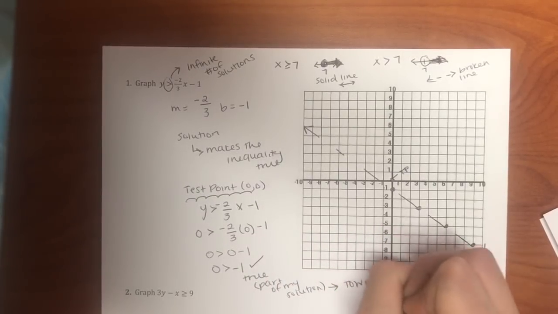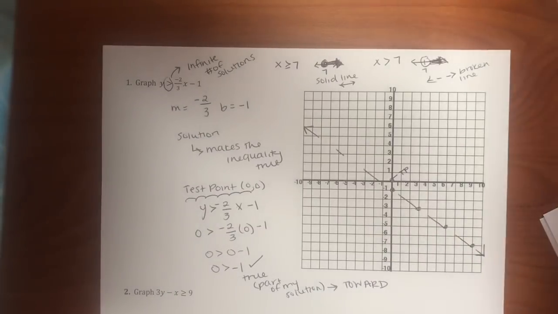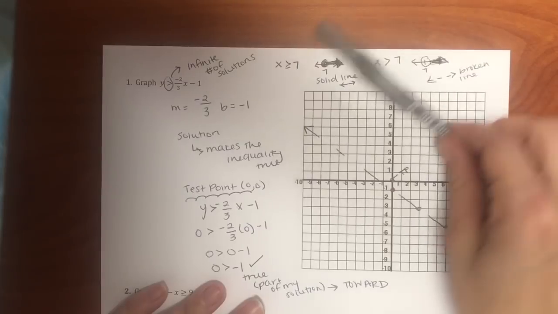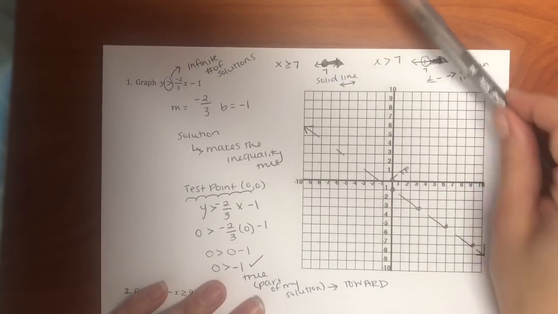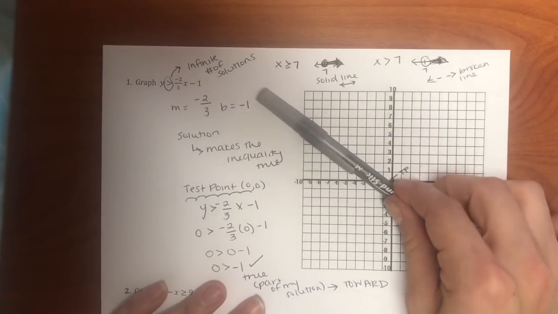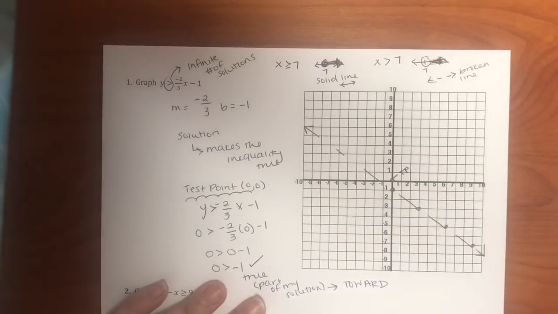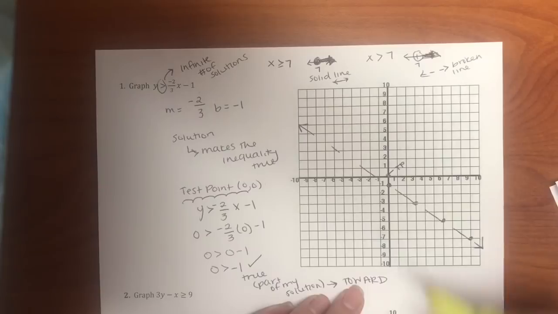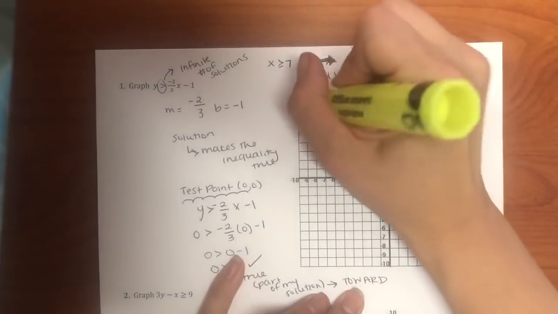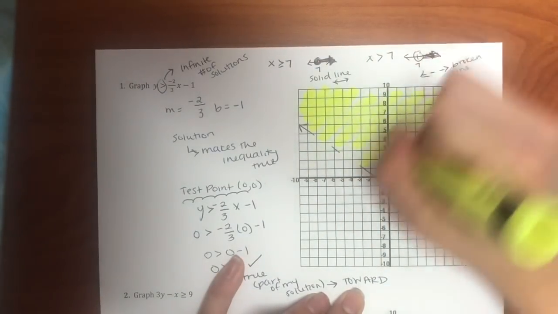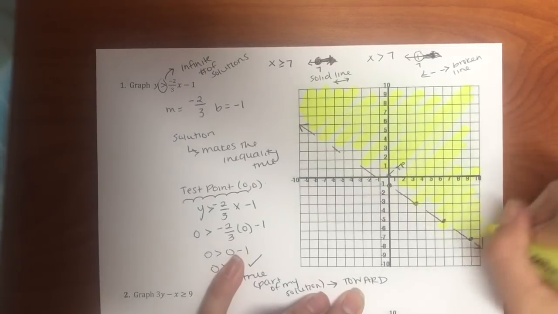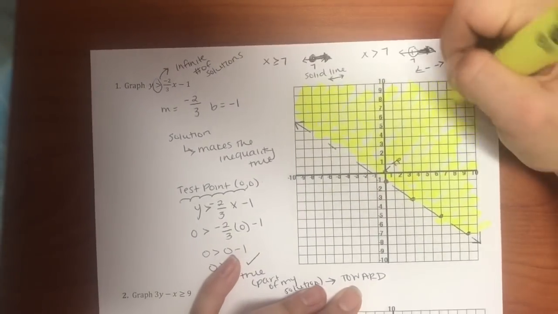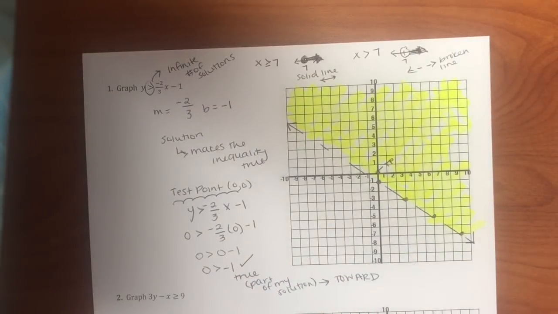So since it's true, it should be part of my solution, which means I need to shade toward it. True, towards. So when I think about it, I'm either going to take my pen and shade everything on this side, which would be up and to 0, 0, or on this side, which would be down and away from 0, 0. Since it's true, we go toward it, which means I want to go toward 0, 0, or my test point. So I shade the side that has my test point in it to include it in my solution set.